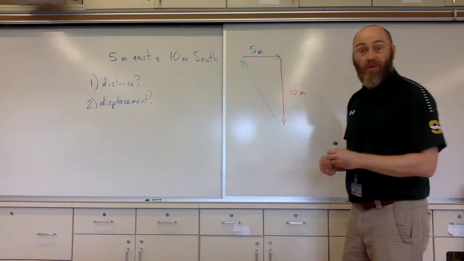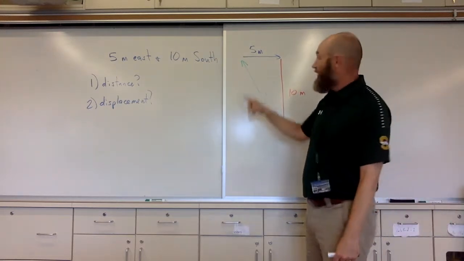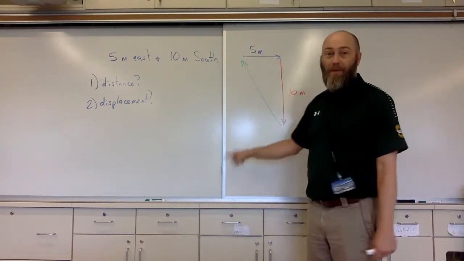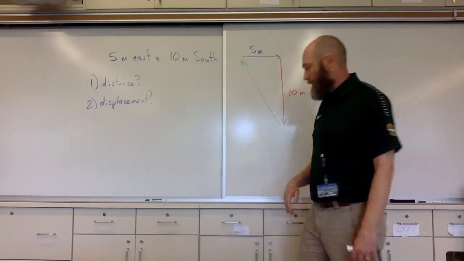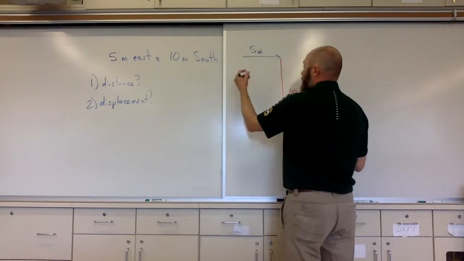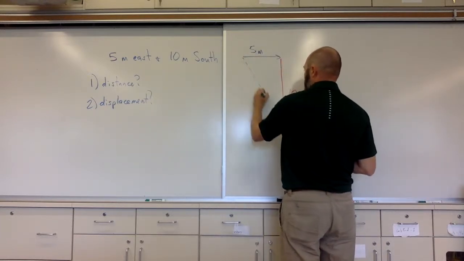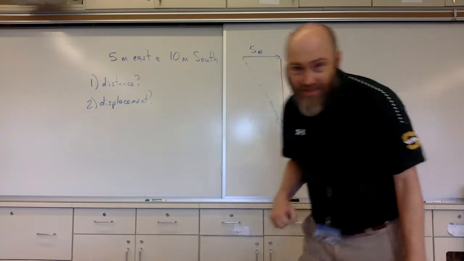So they draw it going the wrong way. And that doesn't make any sense because here's what you are saying. You walk east, you walk south, and somehow magically you ended up northwest. Not going to happen. So make sure that you draw it correctly. It should go from the start to the finish. And hopefully you can see that okay.